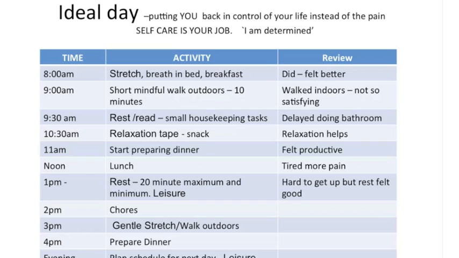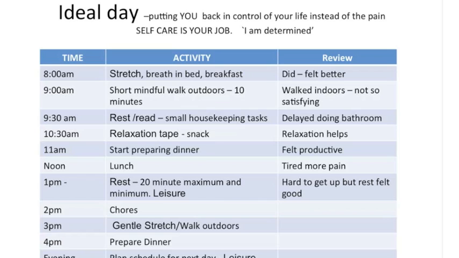Outdoors again, if you can't, think windows. Eat, spend time with your family, and definitely have more quiet, enjoyable time in the evening. Review what you've done for the day, and then plan again.